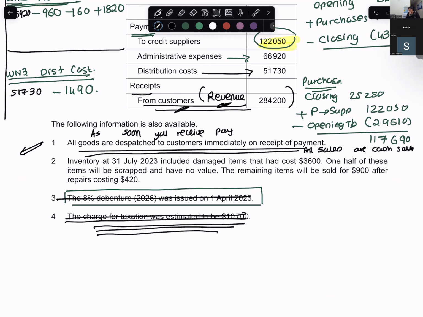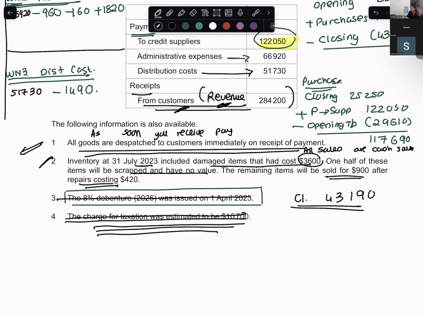So the second adjustment says inventory at 31st July 2023 included damaged items that had cost 36,000. One half of these items will be scrapped and have no value. The remaining items will be sold for 900 after repairs costing 420. Now listen properly. I have closing inventory of 43,190. This has damaged inventory.